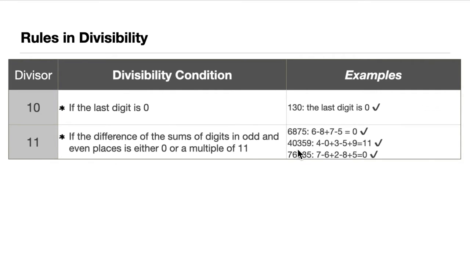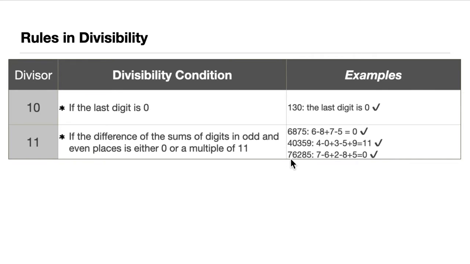Another example, 40,359. So let's do it. 4 minus 0 is 4. 4 plus 3 is 7. 7 minus 5 is 2. 2 plus 9 is 11. So therefore, 40,359 is a multiple of 11.